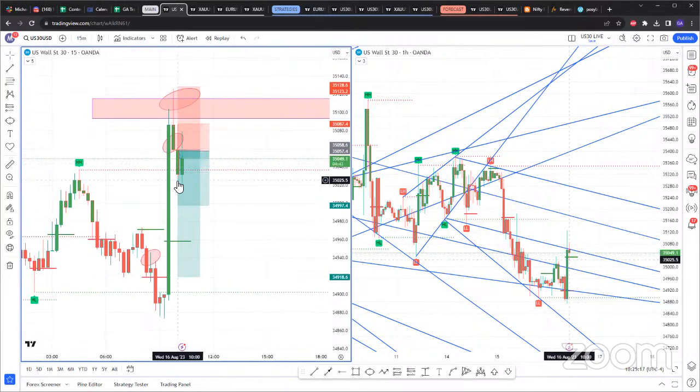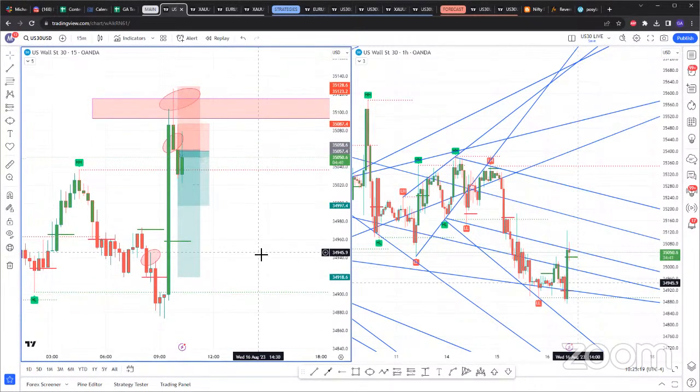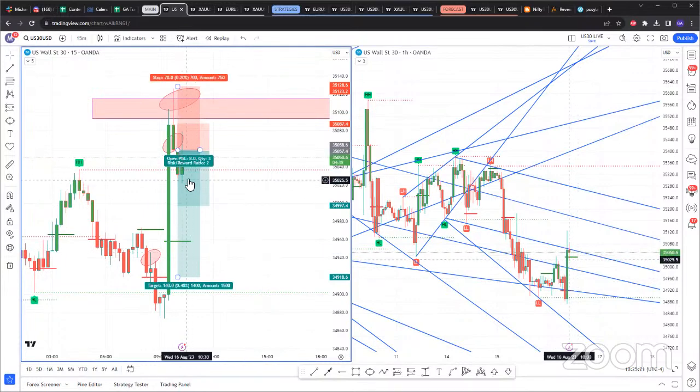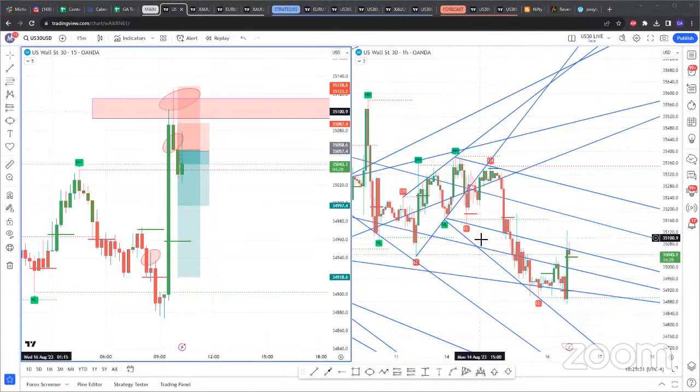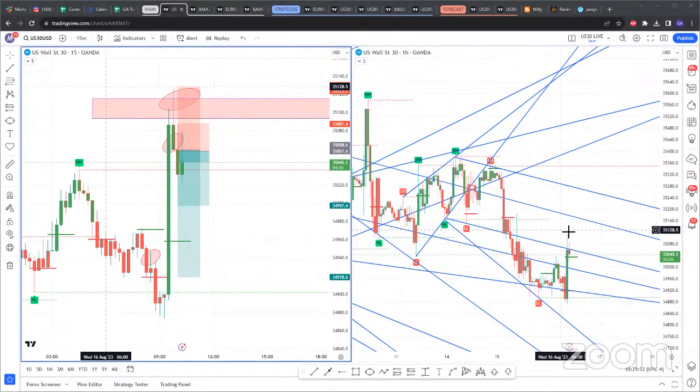But I'm just hoping we get a nice 5 minute candle closure below this level right here, below this higher high, that should give us some liquidity to pump price to the downside. And there it goes.